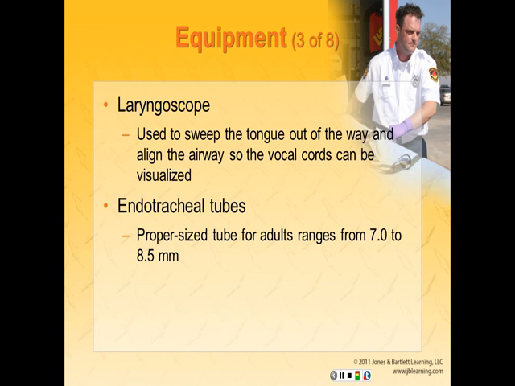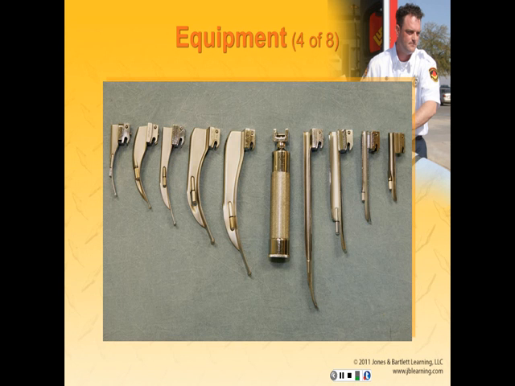The laryngoscope's purpose is to sweep the tongue out of the way and align the airway so that the vocal cords can be visualized and the ET tube pass through them. Here is an example of a laryngoscope. The handles in the middle on the right side are what we call Miller or straight blades, and on the left side are what we call Macintosh or curved blades.